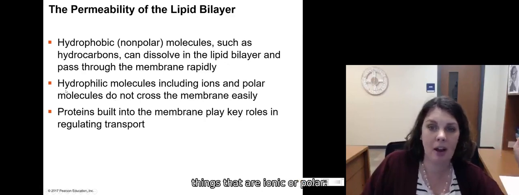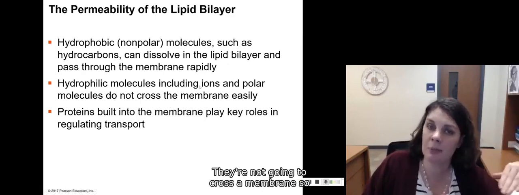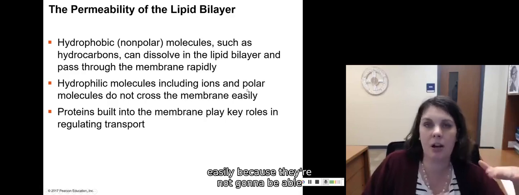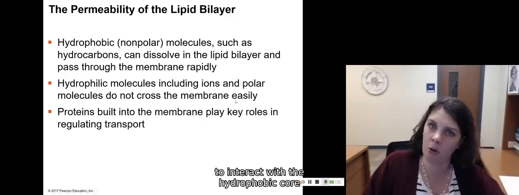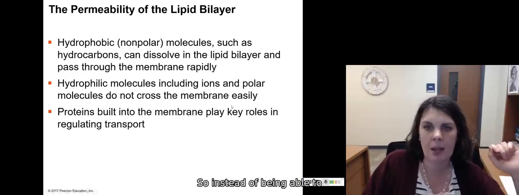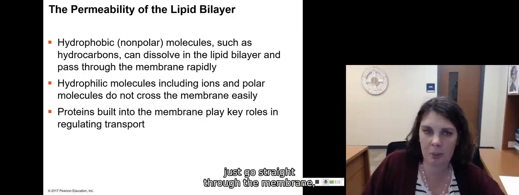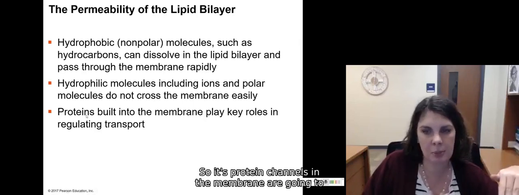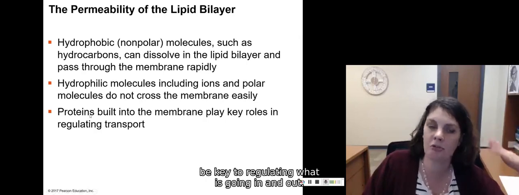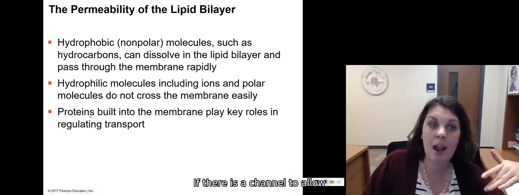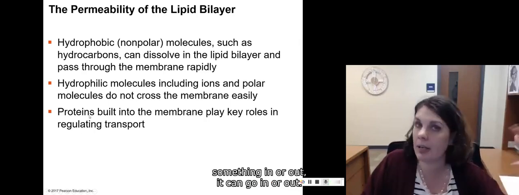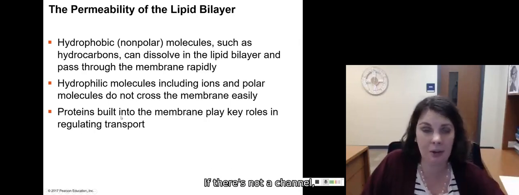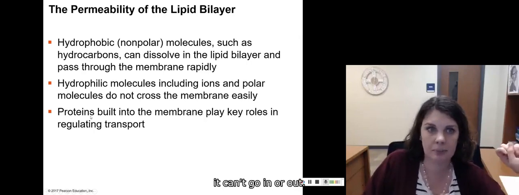Things that are hydrophilic, things that are ionic or polar, they're not going to cross the membrane so easily because they're not going to be able to interact with that hydrophobic core of the bilayer. So instead of being able to just go straight through the membrane, they're going to go through protein channels. Those protein channels in the membrane are going to be key to regulating what is going in and out. If there is a channel to allow something in or out, it can go in or out. If there's not a channel, it can't go in or out.